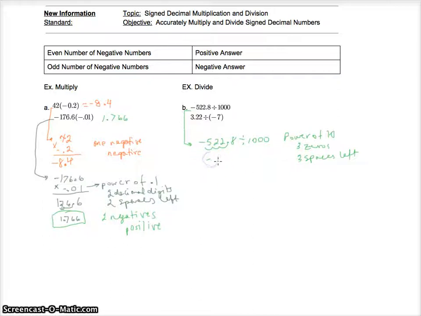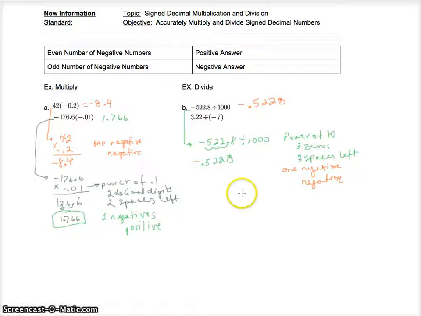So my answer is 5, 2, 2, 8. And I went 3 spaces left, so my decimal goes here. There was one negative. That's odd, so it's going to be a negative answer. So my answer is negative 0.5228. In the last problem, I have 3.22 divided by 7.